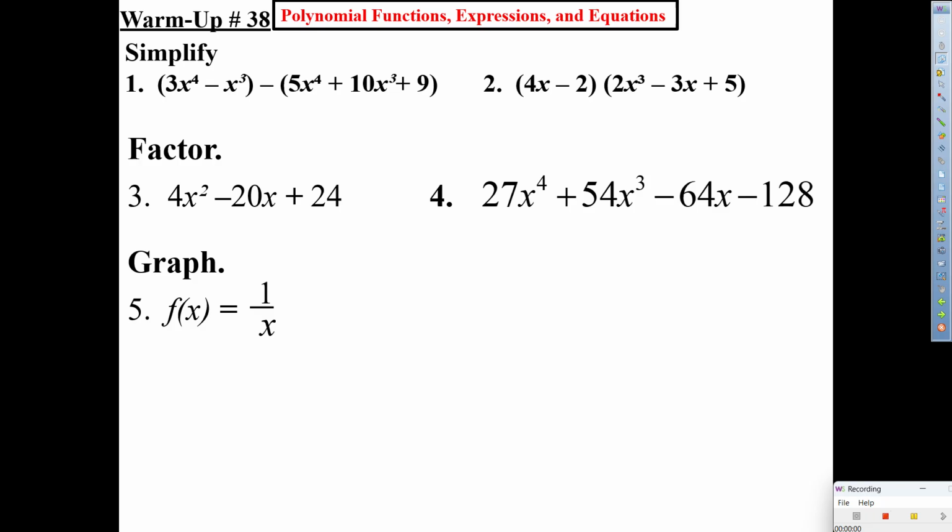So numbers 1 and 2 are a review of stuff that you did in the past. Number 3, you should be able to do by yourself. Number 5, you should be able to graph that. And number 4, I'm going to go over that factoring in case you forgot how to do factoring by grouping. All right? So I'll give you guys some time. Copy and go.